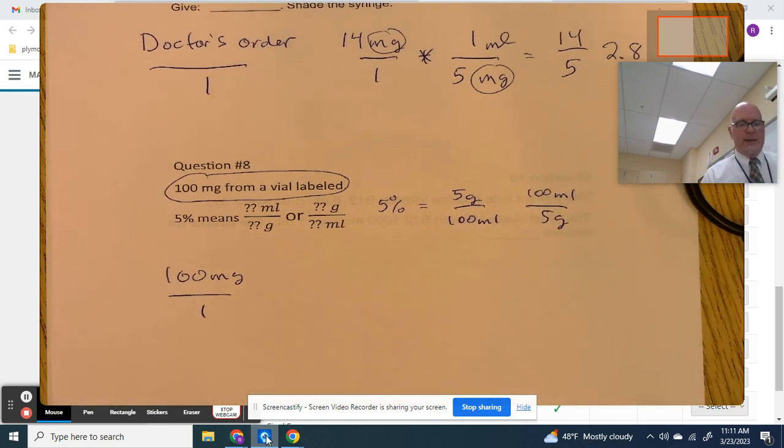Good point from last night. The grams always go with the number that's attached to the percent. The 100 always goes to the mLs. Last night there were a lot of errors. There were people putting the grams where the mLs should be and the mLs where the grams should be.